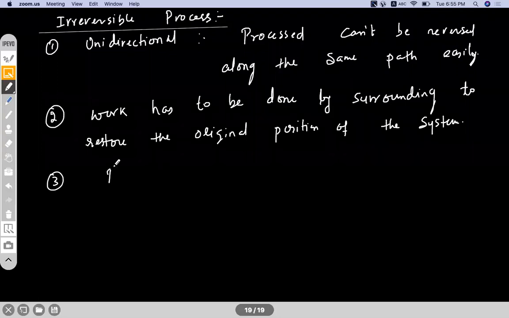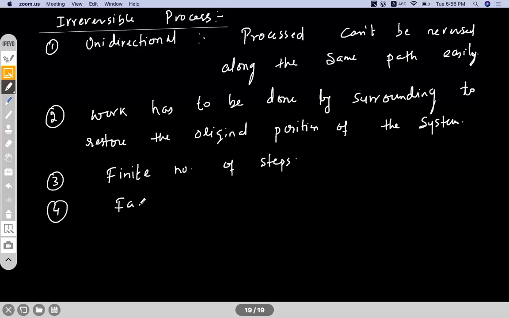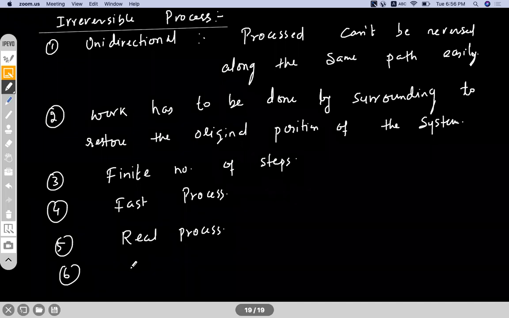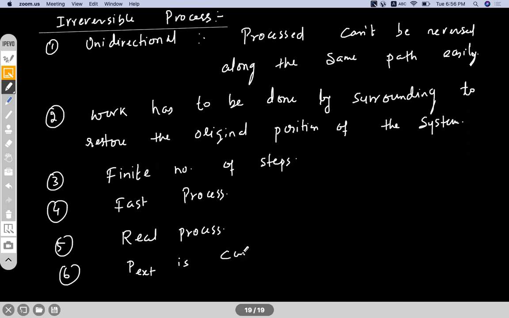In this, we have a finite number of steps. 10, 8, 5, 10, like that. You can count them. Finite number of steps. It is a fast process. Real process. The previous one was imaginary, but this one is real. P external is constant. Constant external pressure.